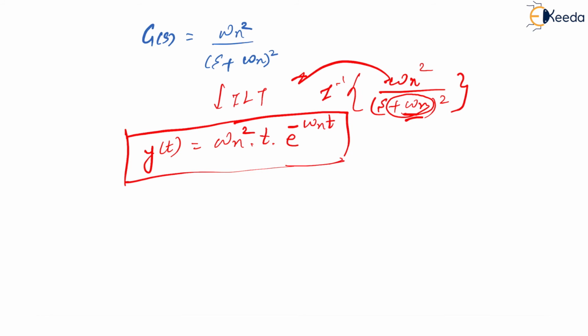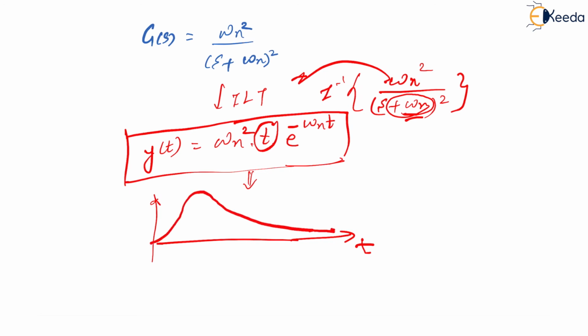What is your impulse response? So it is your impulse response. How does that look on the graph? How does the plot look? The plot looks something like this. It increases, since it has this t component, and finally, since it has e to the power minus omega n t, whenever t tends to infinity it is going to become 0. So definitely its graph is going to be somehow like this. This is its graph. That's it.